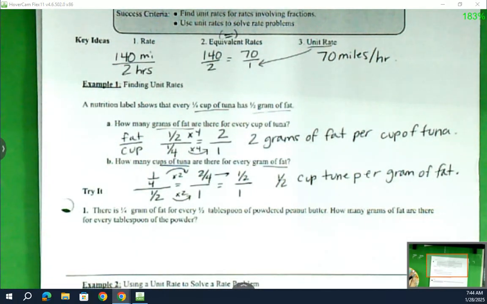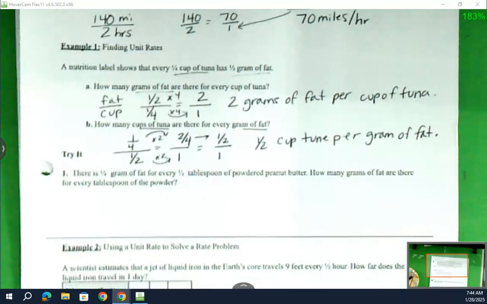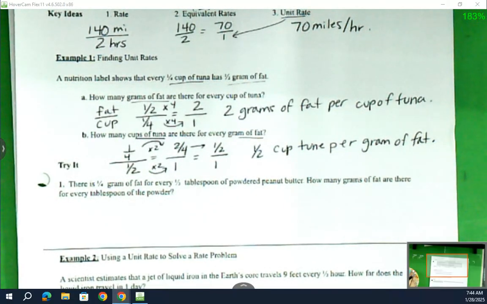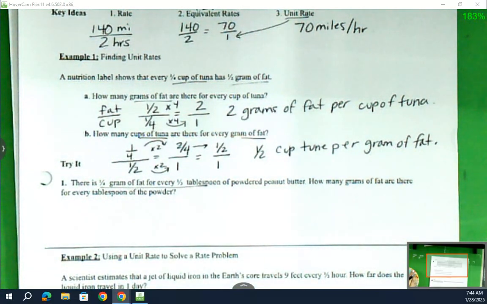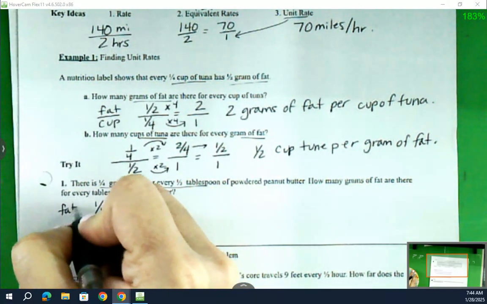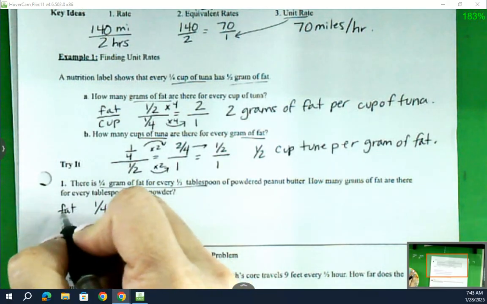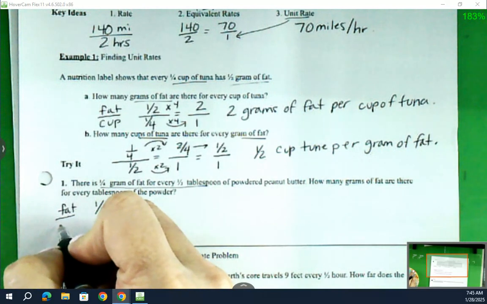Okay, the next question is a try it. You can pause this video and then turn it back on. There is 1/4 gram of fat for every 1/3 tablespoon of powdered peanut butter. How many grams of fat are there for every tablespoon of the powder? Okay, so we're going to have our fat per tablespoon of powder.